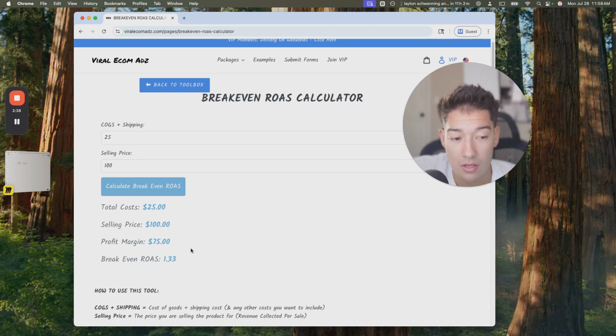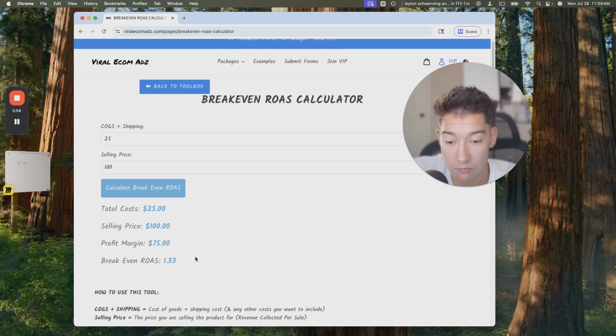But most dropshippers, most people in e-commerce want to be profitable. I wouldn't say most people. Most dropshippers, though, want to be profitable on their first purchase. So it's very important to understand your first purchase break-even ROAS. Okay, so again, just shoot for 1.45.